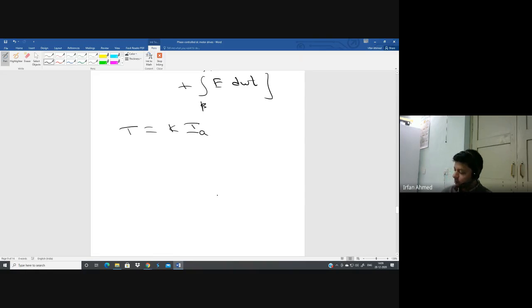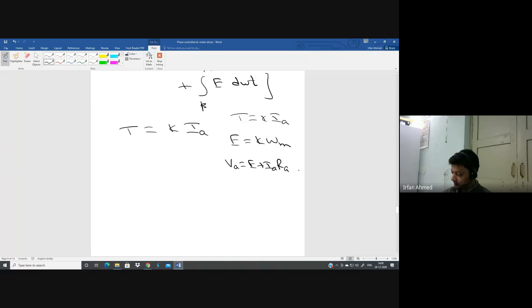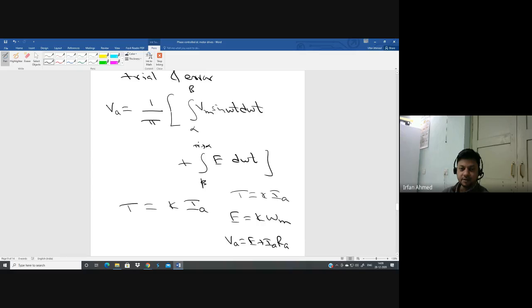Okay, so we know 3 equations already. What are those 3 equations? First, torque is equal to K IA. Second, the back EMF E is equal to K multiplied by omega M. Third, VA is equal to E plus IA RA. And we also know now that this is the value of VA. Correct?